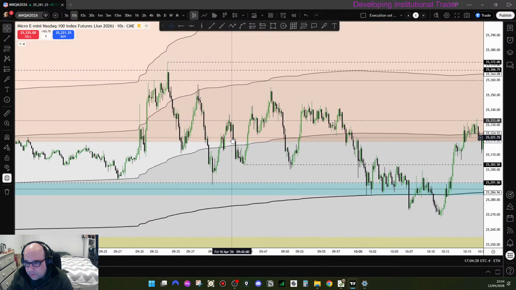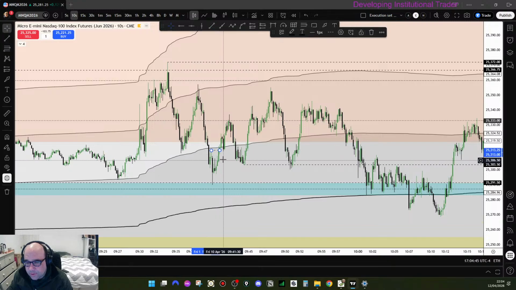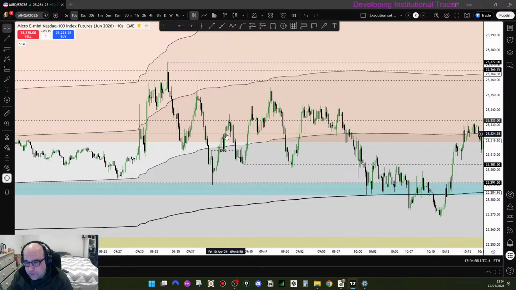Okay, and what we see here, I'm just waiting now for a break of structure. The break of structure happened right here. I'm going to extend it so you can have a better understanding. So this is the break of structure right here. After the break of structure, I'm waiting for the pullback to confirm. The pullback happened right here. We see the big wick.